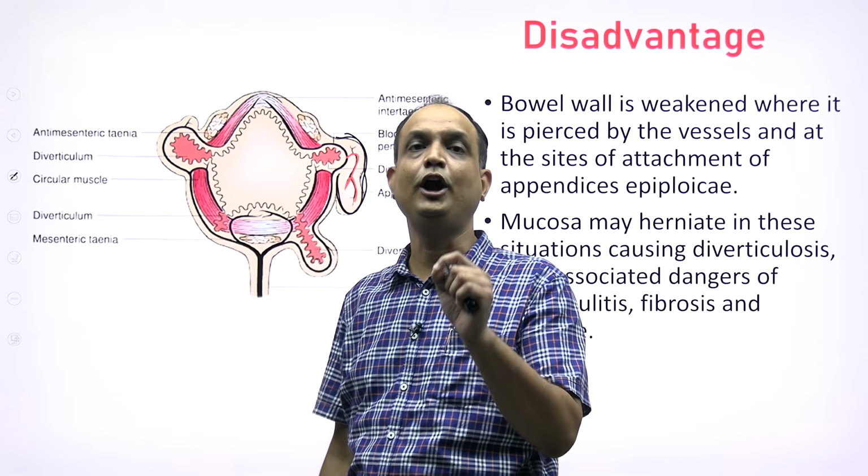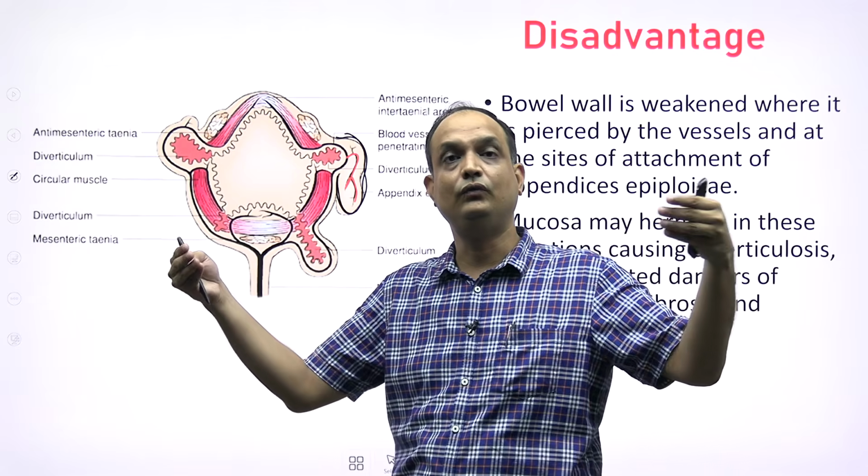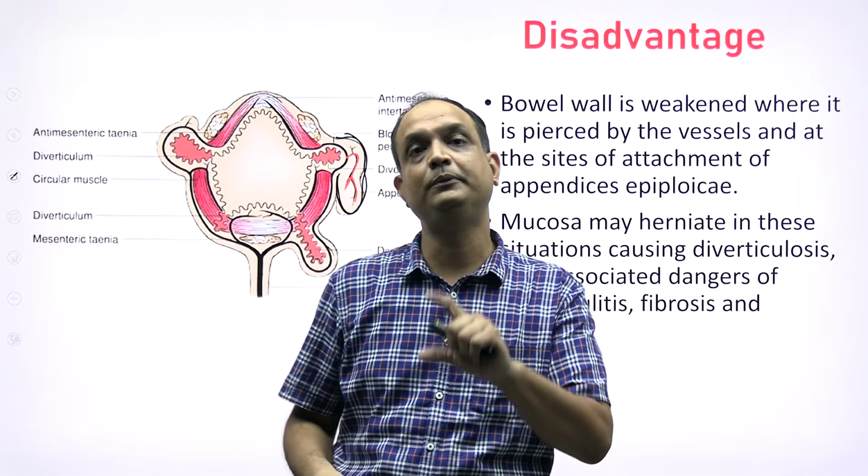Second thing is the point of insertion. The blood vessels insert into the wall of the colon at different points, and these points become weak points.